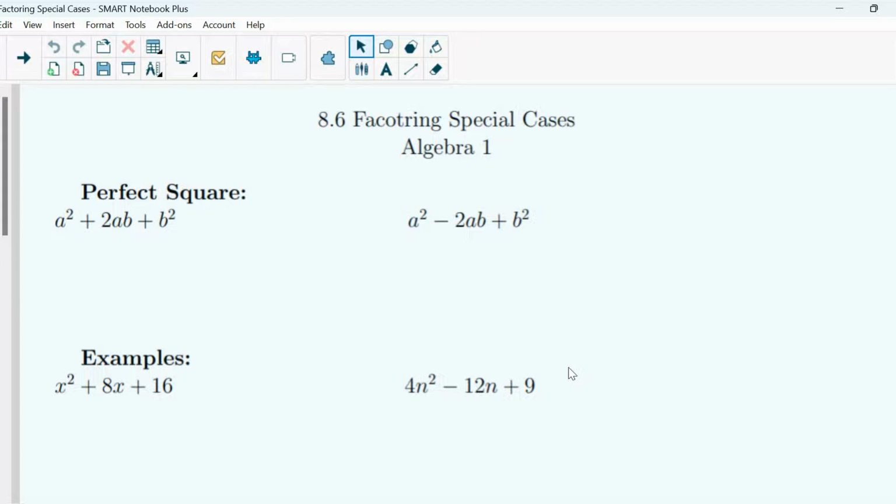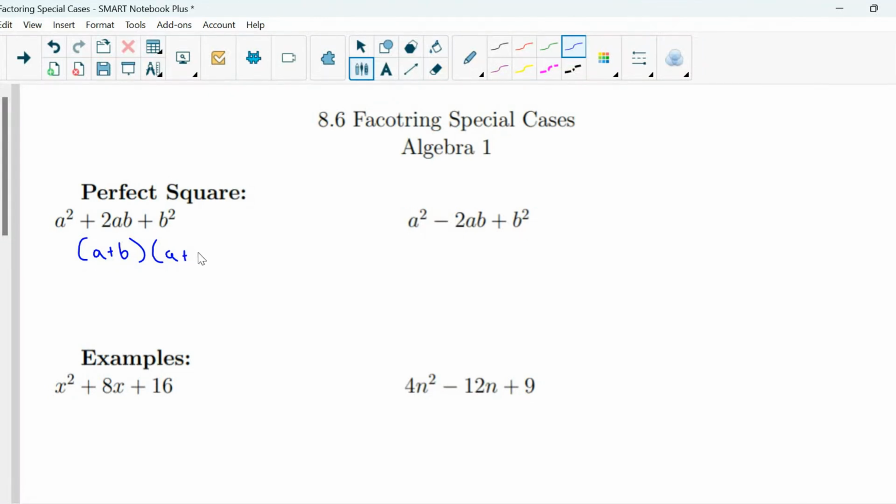Special cases of factoring. So the first special case of factoring is when you have perfect square trinomials. So perfect square trinomials are where you have an a value which is squared and a b value which is squared, and your middle term is 2ab. So if you find a trinomial in this form, you can instantly factor this as a plus b times a plus b, or even more condensed, you could write it as a plus b squared.